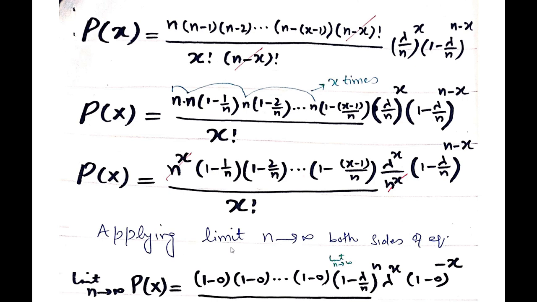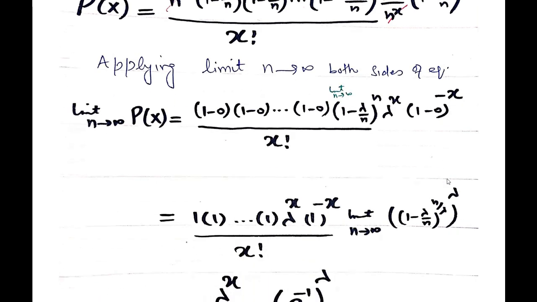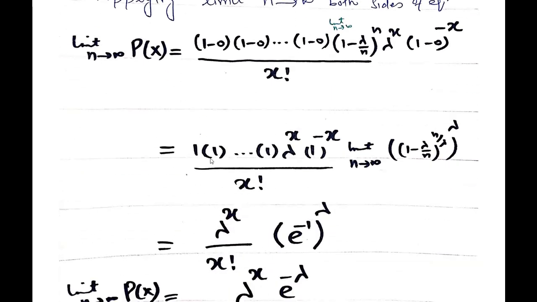Now apply the limit as n approaches infinity to both sides, to p of x. Where n appears, it becomes 0, and we are left with the limit as n approaches infinity of 1 minus lambda over n whole power n, times lambda power x, times 1 minus 0 power minus x, over x factorial. So lambda power x and all others are 1.